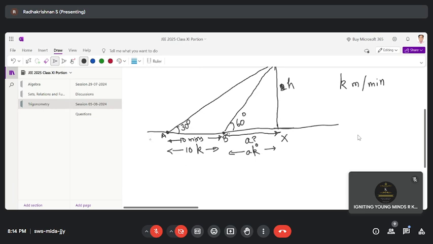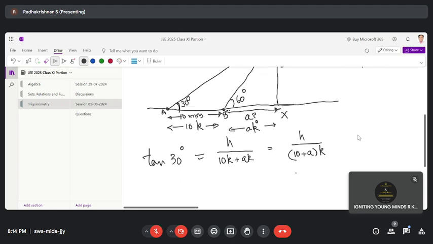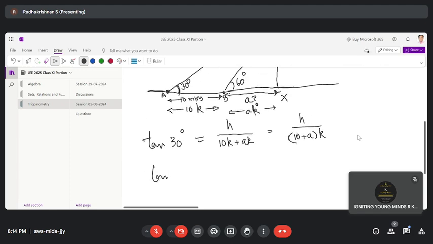So now let us write the formula for tan 30 degrees. From the triangle, can somebody tell what is tan 30 degree? Opposite by adjacent. What is opposite? H. Adjacent? 10K plus AK. Now let somebody else tell what is the value of tan 30 degree? Can somebody else say that?